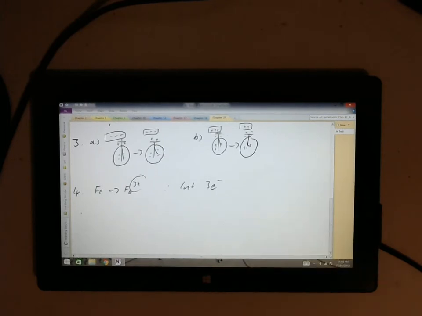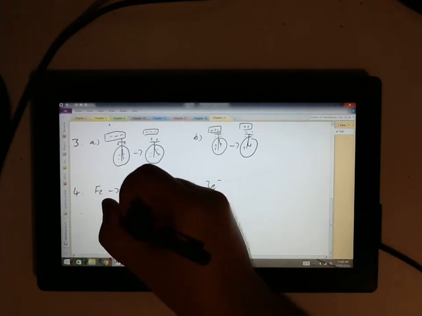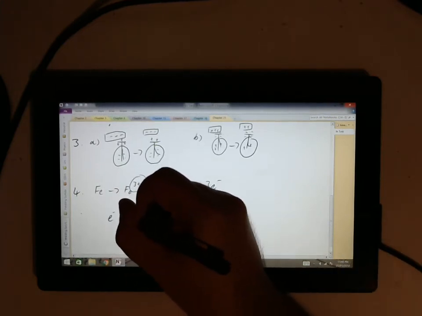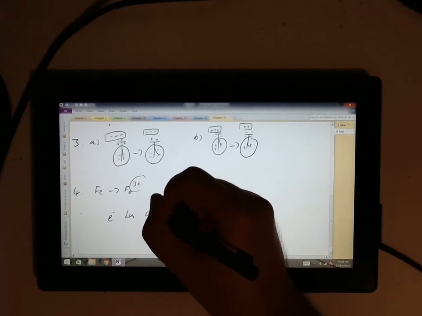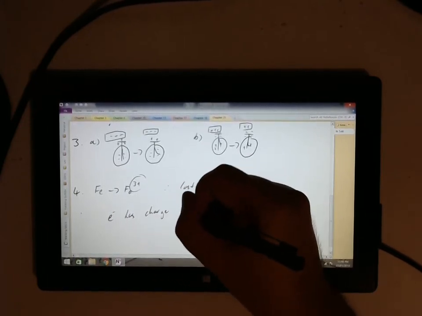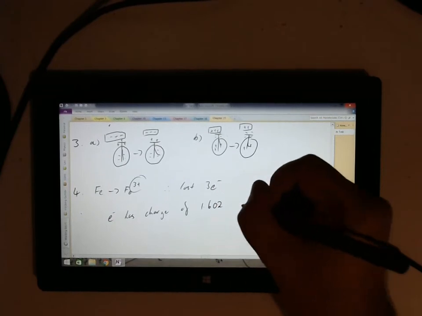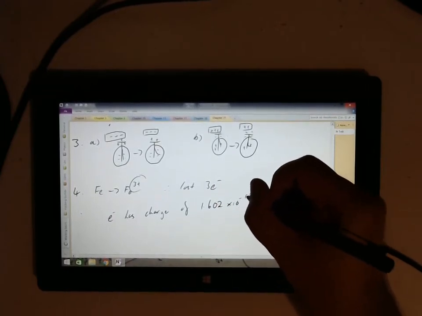So if we've got our electrons here, then we need to know how much charge is there on 1 electron. Now, if I scroll back up through my notes to find that number, okay, so remember that an electron has a charge of 1.602 times 10 to the negative 19 coulombs.